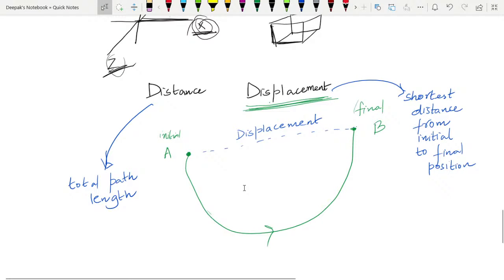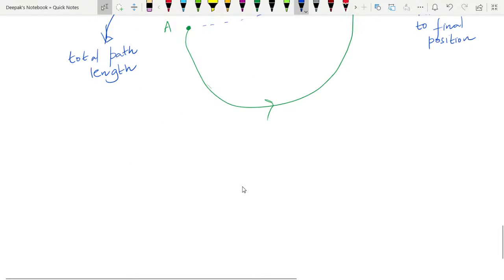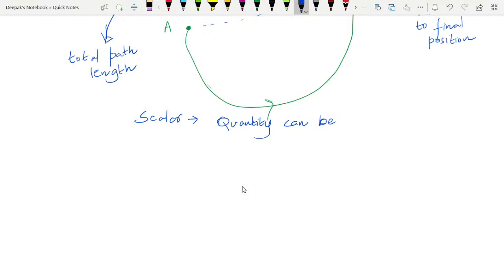Now, distance is what? A scalar quantity. Distance is a scalar quantity and displacement is a vector quantity. So again, you must have done before also scalars and vectors, but still I'll explain. What is scalar? Scalar is a quantity which can be completely described by its magnitude, right?